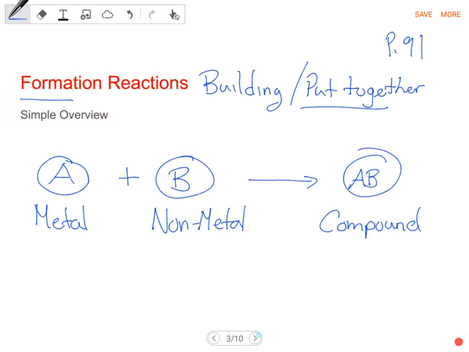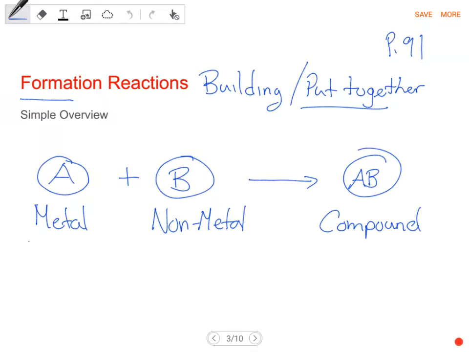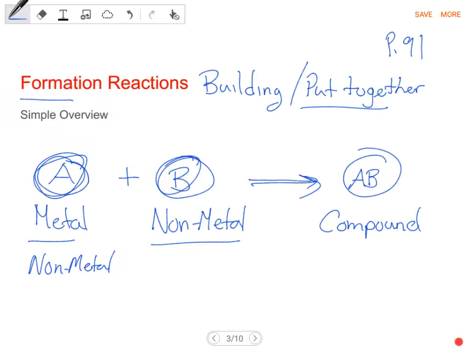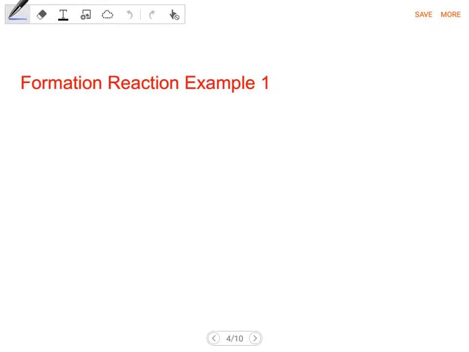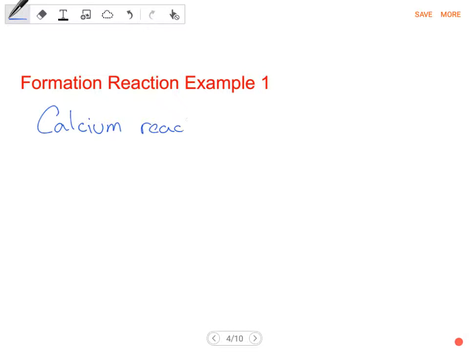Let's move on to some examples. Actually, I'm just going to go back for one second. You notice here I put metal, non-metal. In most cases it is. It could be a non-metal with a non-metal, not a big deal, but I just want you to know that typically you take something A plus B and it becomes AB. All right, let's go back to the examples. I apologize. Let's take something like calcium reacts with chlorine.